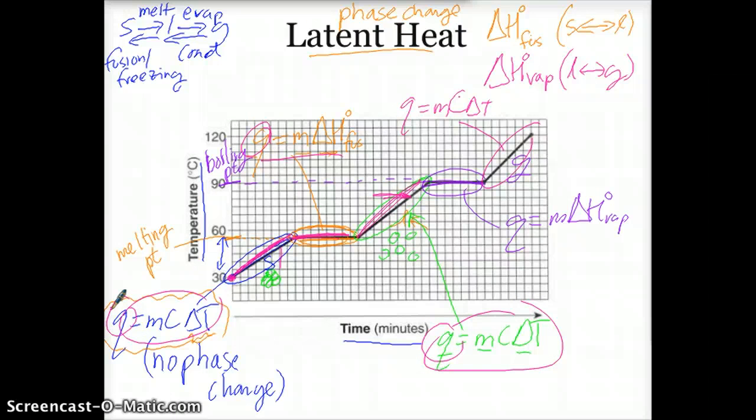That's an added on point. You need to know latent heat and specific heat. We'll talk about calorimetry moving forward.